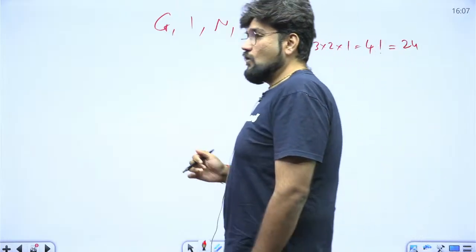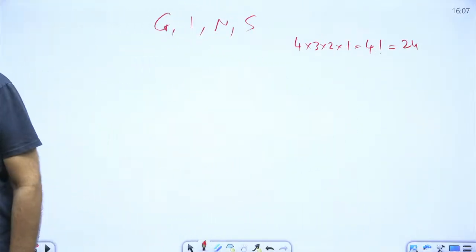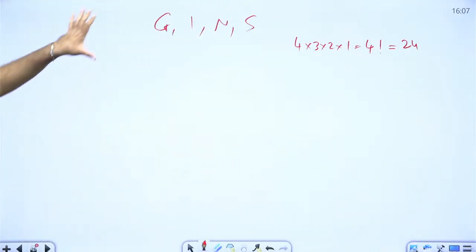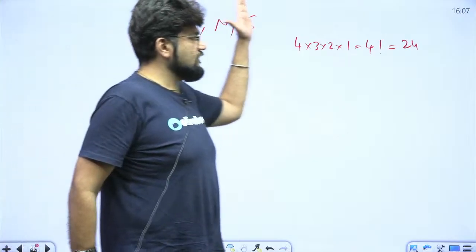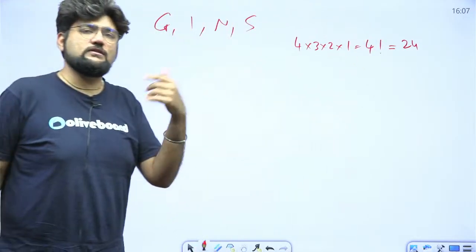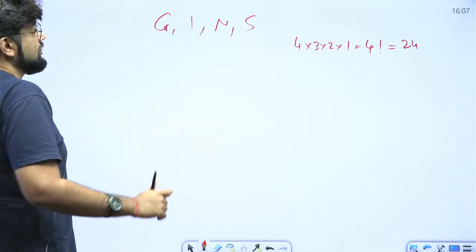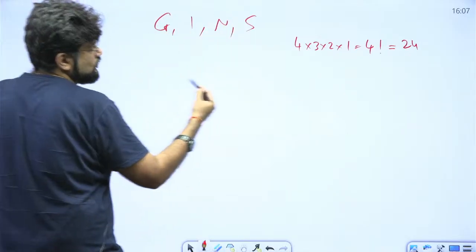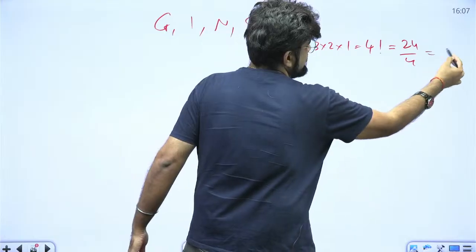Okay. Now, what is this 4 factorial? What is this 24 for? This shows me that there are 24 different possibilities of these 4 letters which can form words, but some of them will be meaningful, some of them will not. And each letter will have how many? I'll divide this by 4 and I'll get 6.